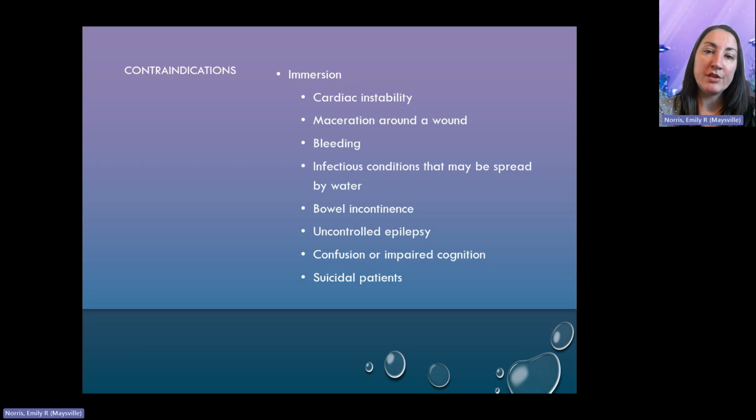Contraindications, of course, you're going to have to know these when you are thinking about immersing somebody into the water. You don't want to have anybody deep in the water who has cardiac instability, any open wound or softening of the tissue around the wound, which is the maceration, bleeding, any infection that could be spread by water, any bowel incontinence. Usually you don't want to do it with bladder incontinence either, if they had uncontrolled epilepsy, confusion, impaired cognition, or suicidal patients. So don't want any of those in the water.